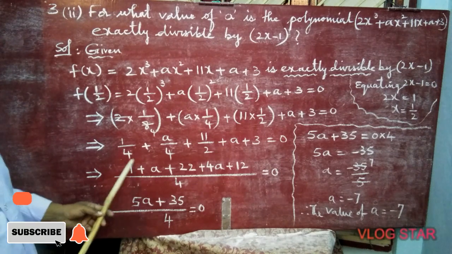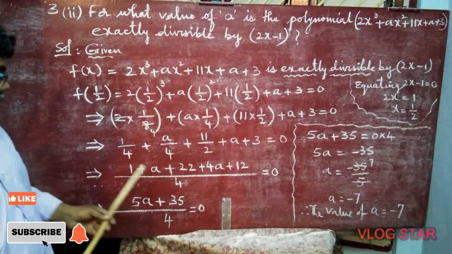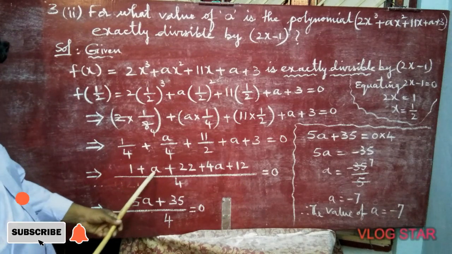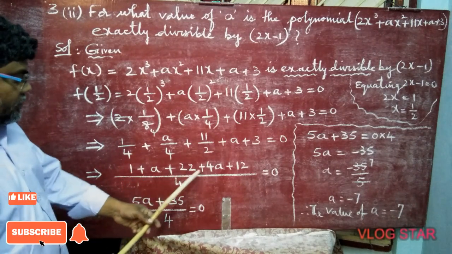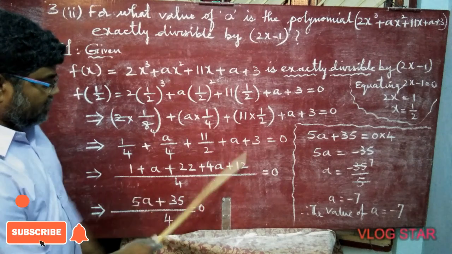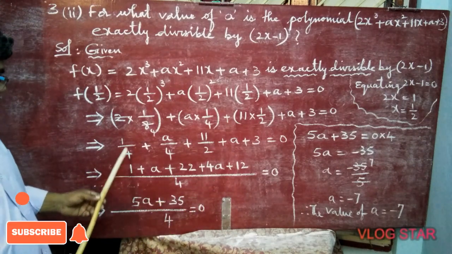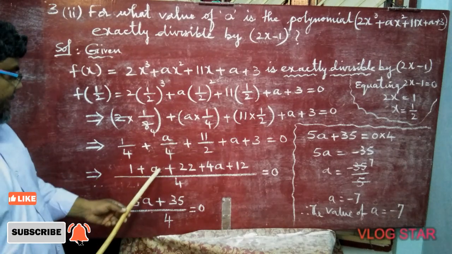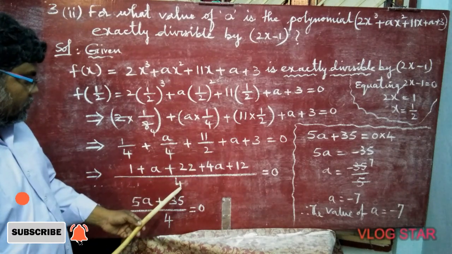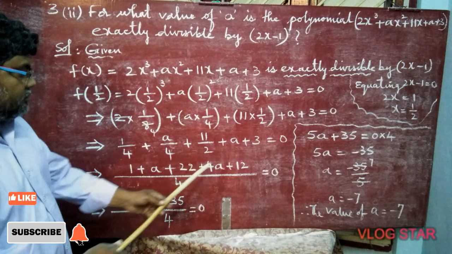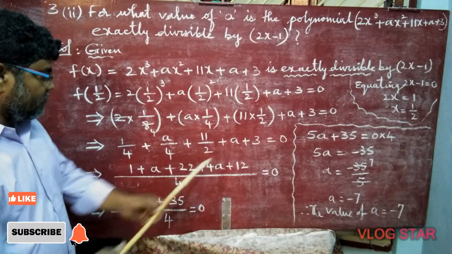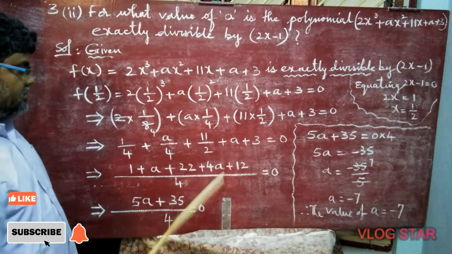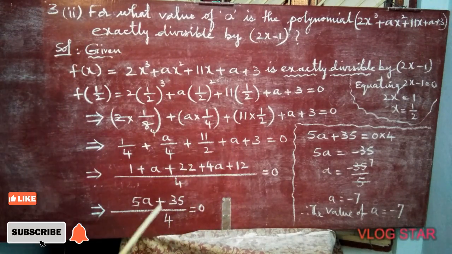Here we are taking LCM as 4. 4 will be the LCM. 1 plus a plus 22 plus 4a plus 12. How we got it: 4 goes in 4 one time, 1 is 1. 4 goes in 4 one time, 1 is a. 2 goes in 4 2 times, 11 twos are 22. And here nothing is there, 1 is there, 1 times 4 is 4a. Here also 1 is there, 4 threes are 12, equal to 0.